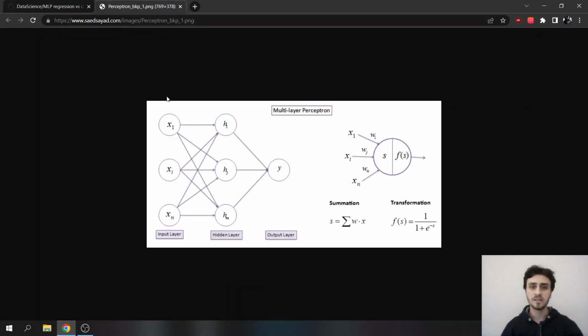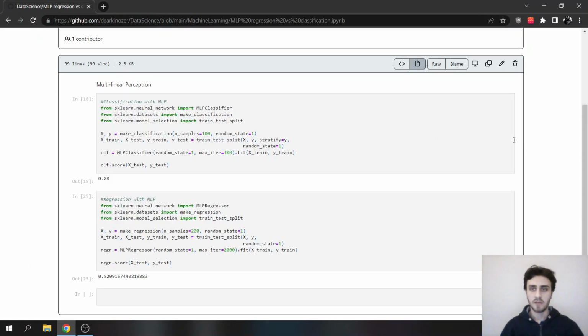Let me show you the difference. This is the multilayer perceptron, and this is a perceptron, which is this. So I will show you two examples. One of them is classification with MLP, another one is regression with MLP.